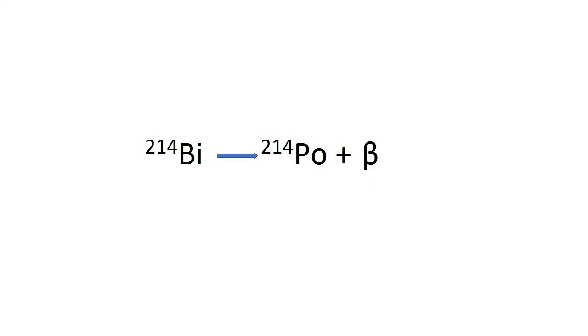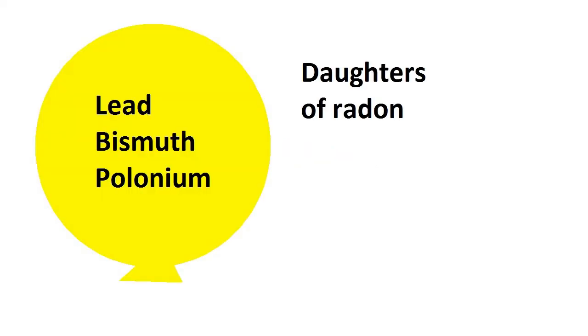Bismuth-214 is also a beta emitter and decays to polonium-214 with a half-life of just under 20 minutes. We should point out that there are other decays in this series. So, after a time, the balloon should have radioactive polonium, lead and bismuth adhering to it. We sometimes call these the daughters of radon.